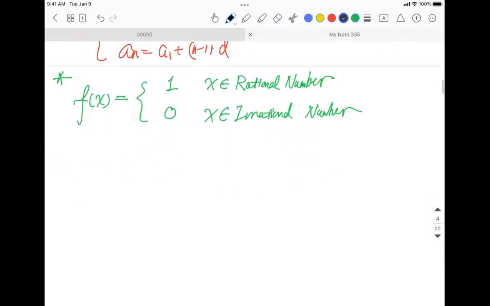So if I really draw out the graph of this function, because there are infinitely many rational numbers and infinitely many irrational numbers, my function's value is more like this, right? There are so many guys equal to 0, so many guys equal to 1. And also, in algebra we can prove that between any two rational numbers, there is at least one irrational number, and between any two irrational numbers, there is at least one rational number.